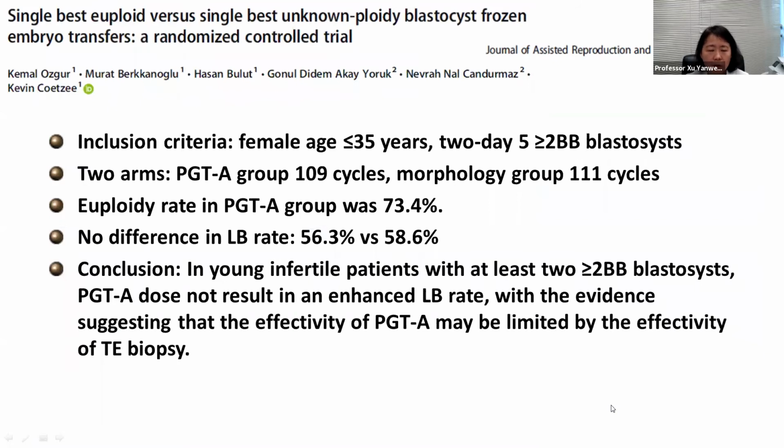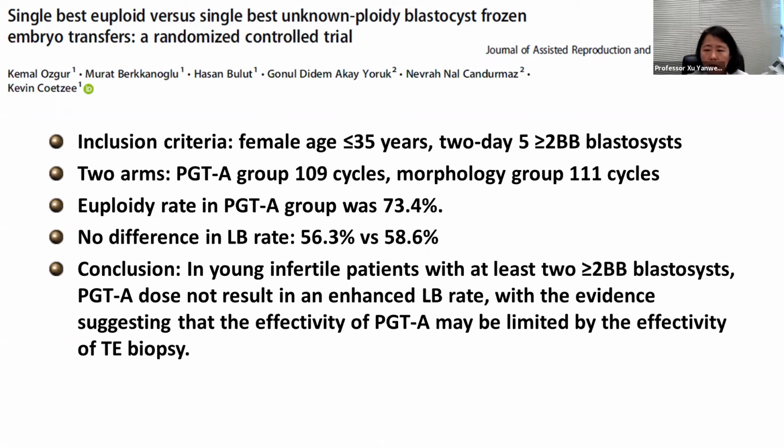Based on our retrospective study, we can see the benefit of embryo selection. And the euploid rate in our study is almost 50%. That's 1 out of 2 blastocysts may be aneuploid. And then let's look at a randomized control trial in the young age group patients with and without biopsy.